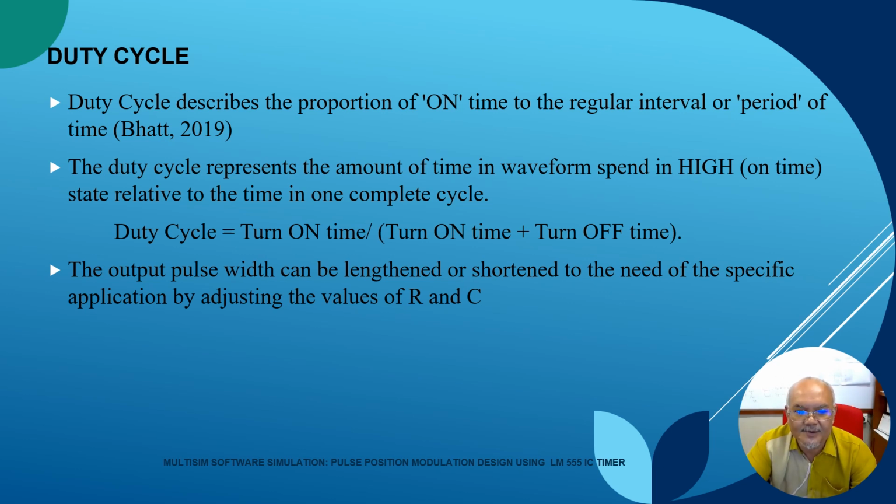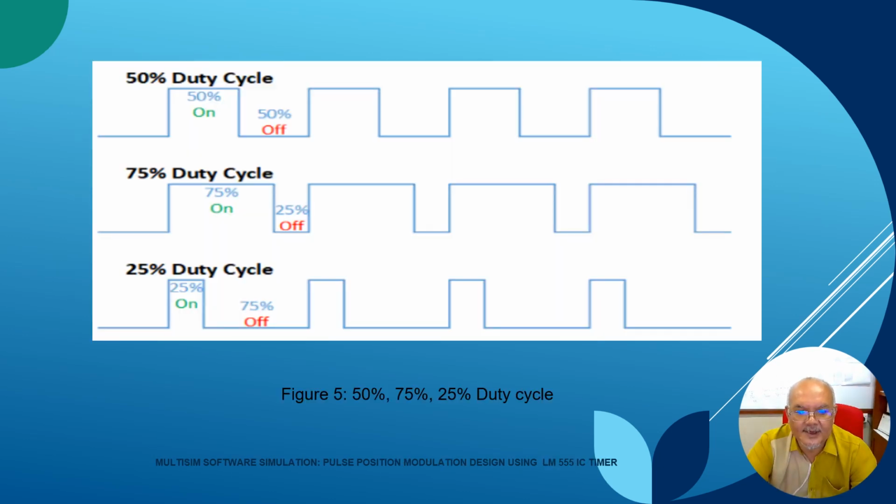The output pulse width can be lengthened or shortened to the need of the specific application by adjusting the value of R and C. Figure 5 shows the duty cycle. The first figure is for 15% duty cycle. The second figure is for 75% duty cycle and the third figure for 25% duty cycle.